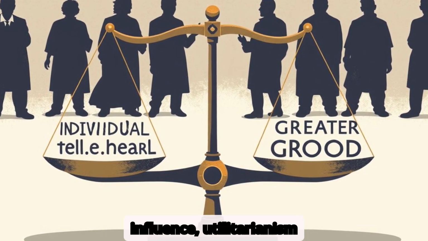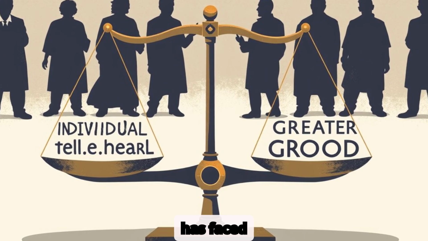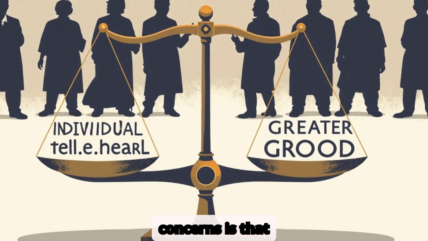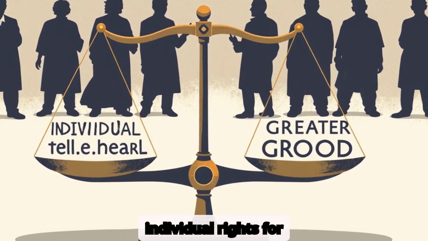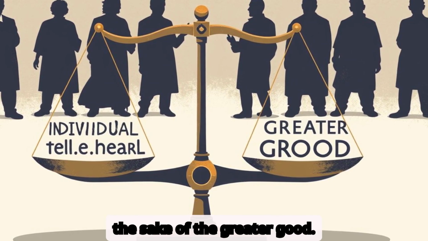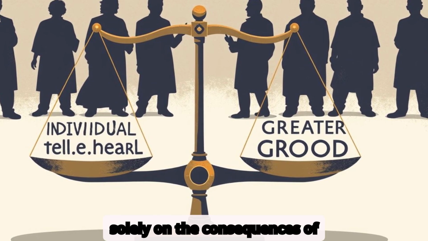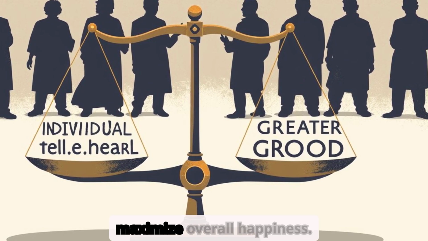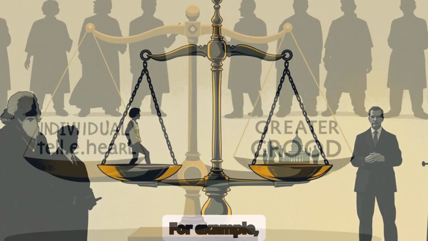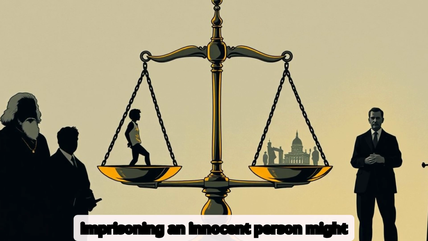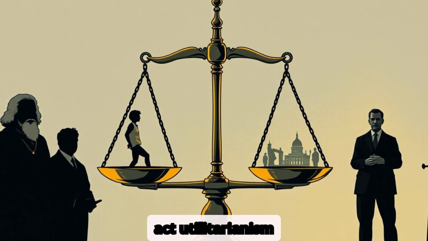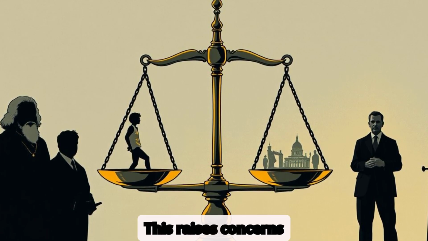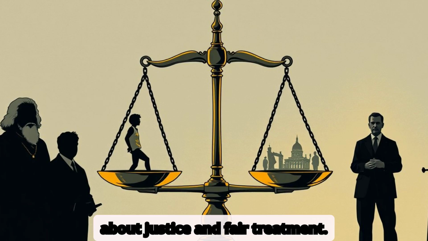Despite its widespread influence, utilitarianism has faced significant criticisms from philosophers and ethicists. One of the primary concerns is that utilitarianism may sacrifice individual rights for the sake of the greater good. By focusing solely on the consequences of actions, utilitarianism could justify morally troubling actions if they maximize overall happiness. For example, imprisoning an innocent person might be seen as acceptable under act utilitarianism if doing so would prevent greater harm and maintain social order. This raises concerns about justice and fair treatment.